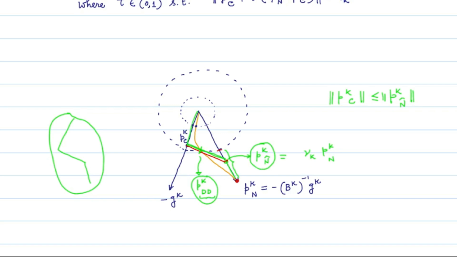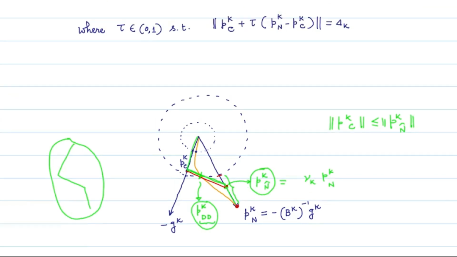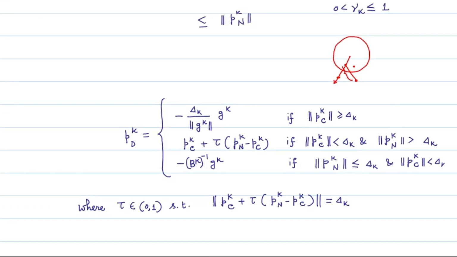So here we proceed to find p_k^DD by following a similar rule as for p_k^D, where p_k^D will be revised by p_k^DD. Here, instead of p_k^N we should have p_k^N cap, and here also p_k^N cap. This also is p_k^N cap.